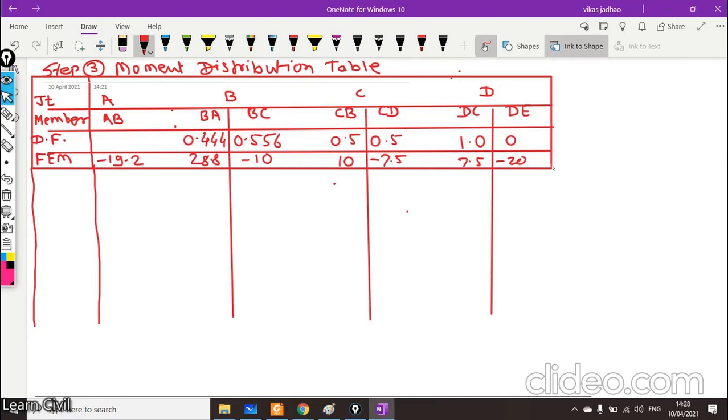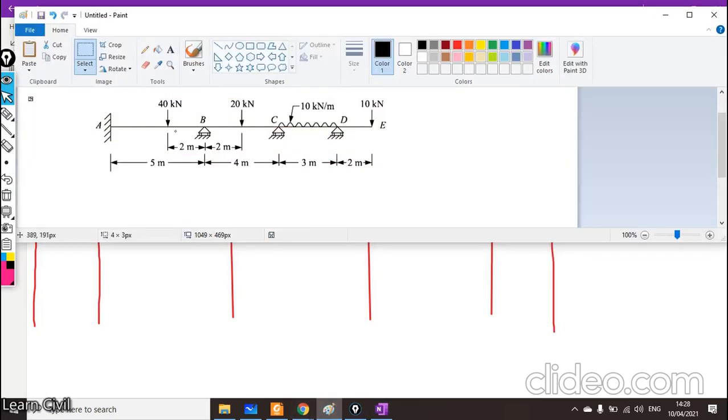Okay, and now we have to carry out the distribution of moments. So step number 1 will be, because you can see here the end support is a simple support. Therefore we should have a zero bending moment here. For that, we have to revise the bending moment.